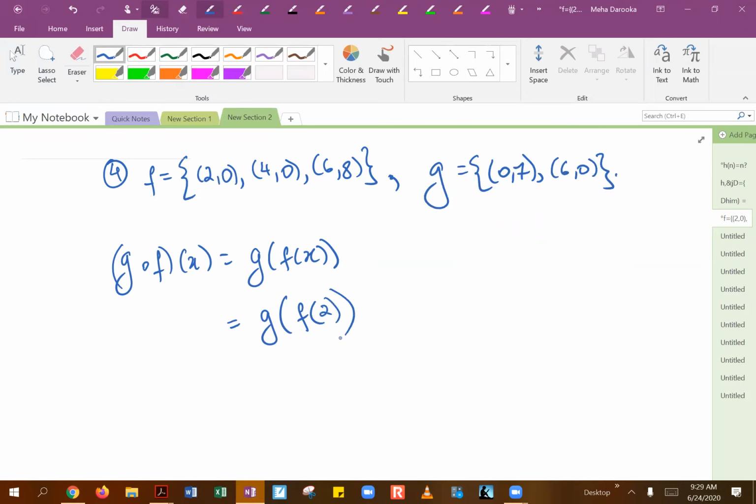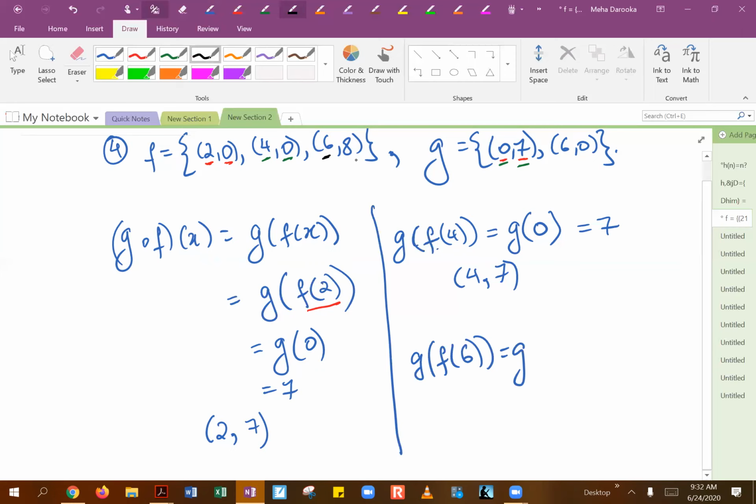ordered pair, I guess. So we again start with f of 6 this time. And 6 will of course end up giving us the answer of 8. Right? So we get 8 from that. So now you will end up getting g of 8. And once you have g of 8, you need to go to the g function.